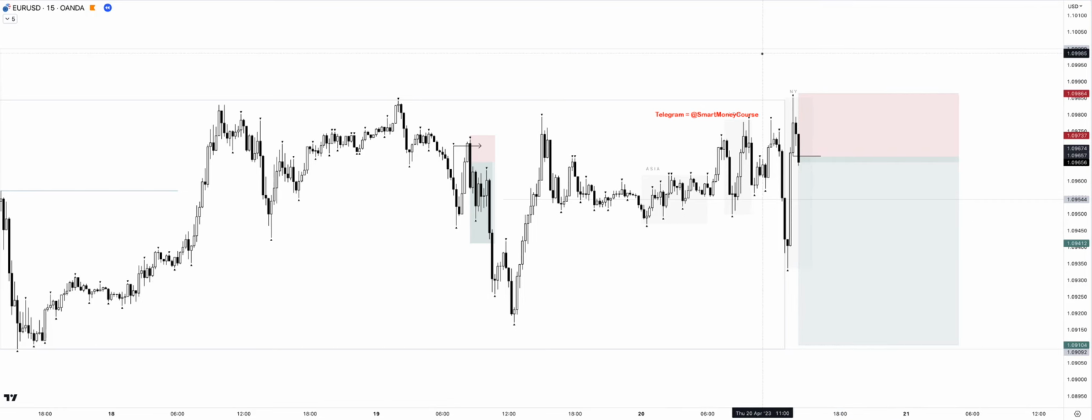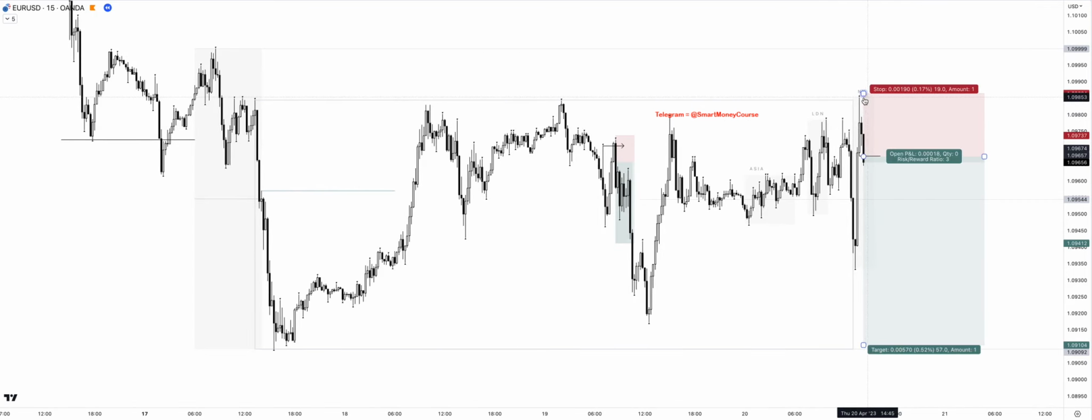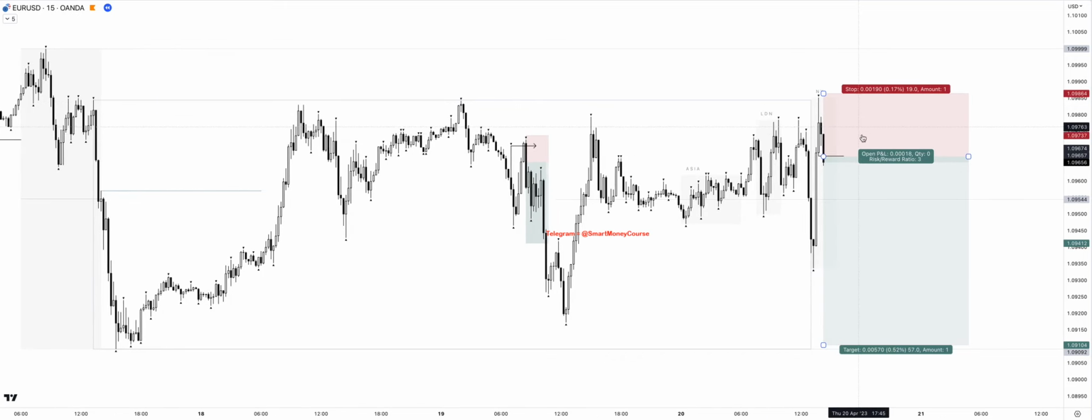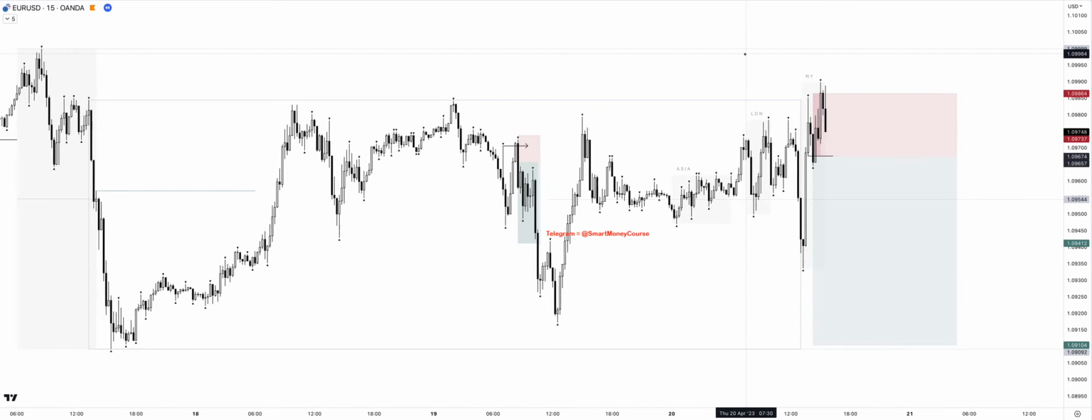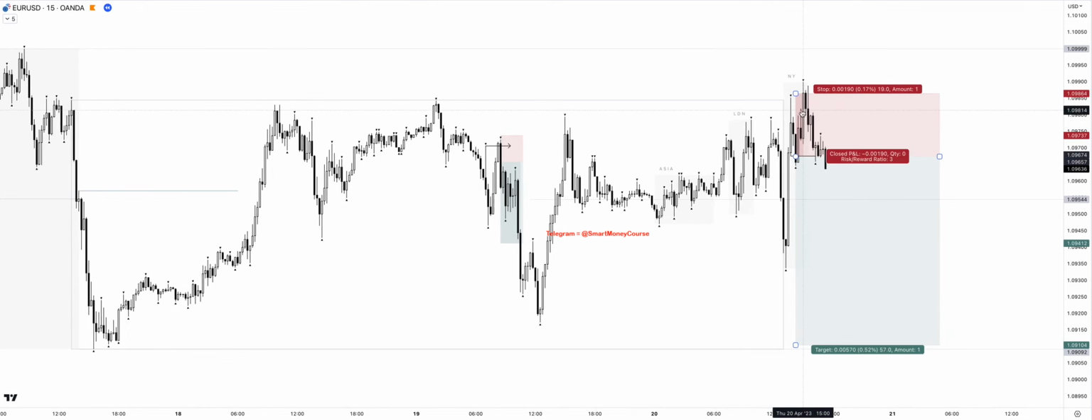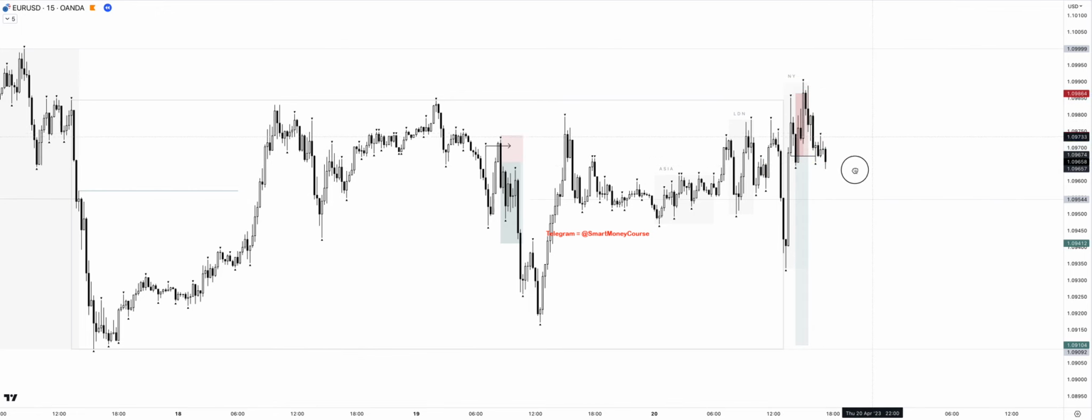You just get away with that. Depends how conservative you want it to be. But quite a large stop. Well, there's your answer. Okay, so that would have been an L.